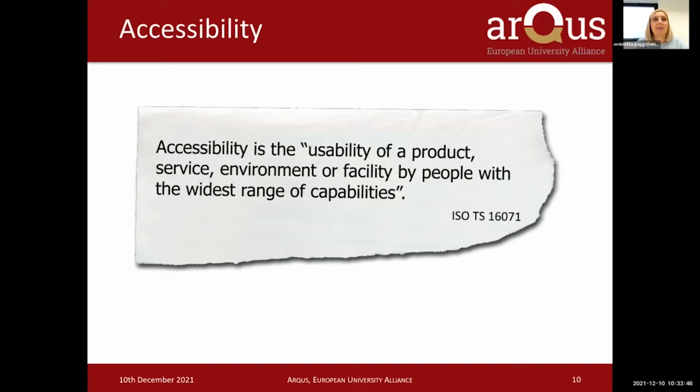16071 says accessibility is the ability of a product, service, environment, or facility by people with the widest range of capability. As you can see, we are speaking about capability, not disability. So we have to focus on what the person can do and not on what the person cannot do.